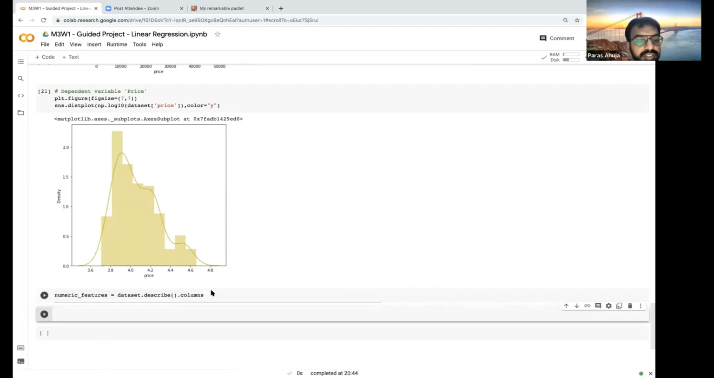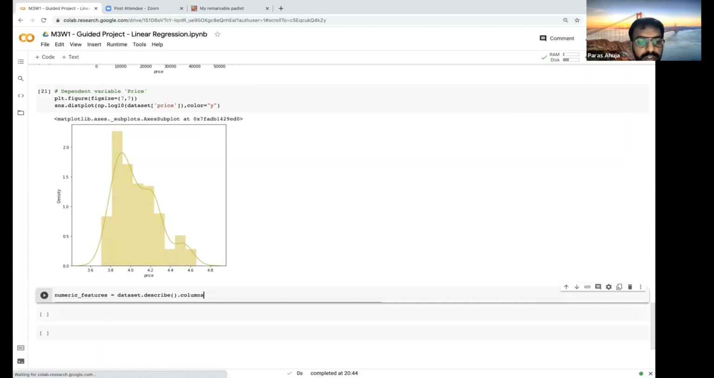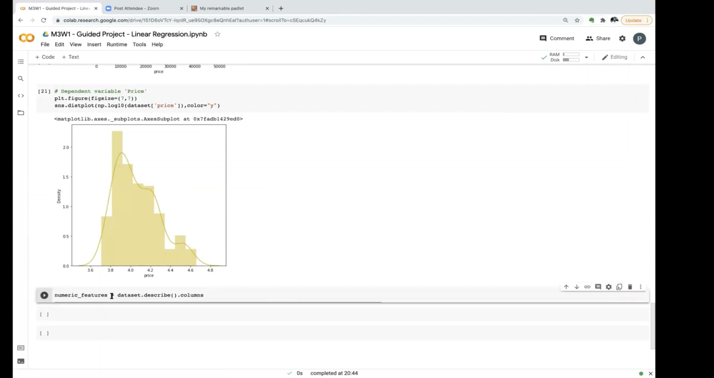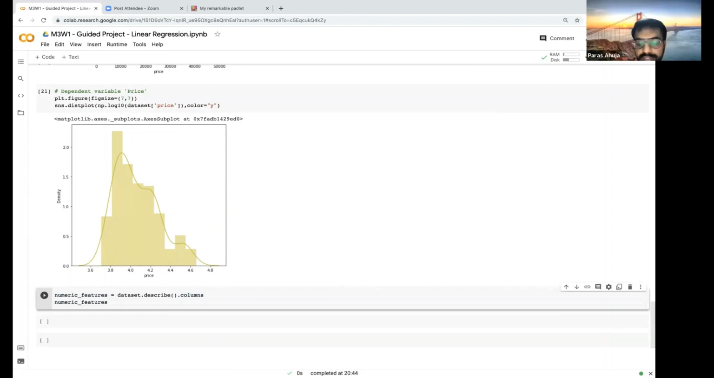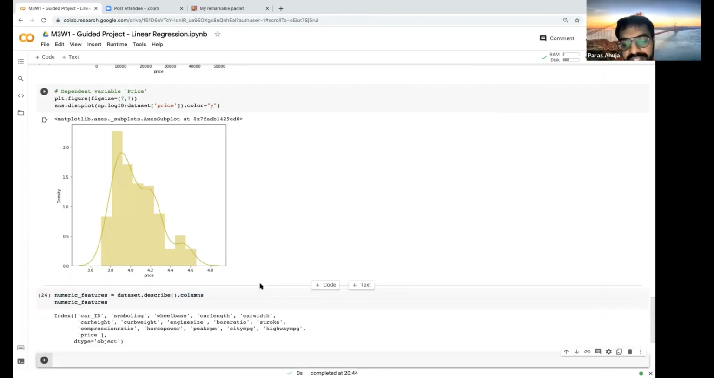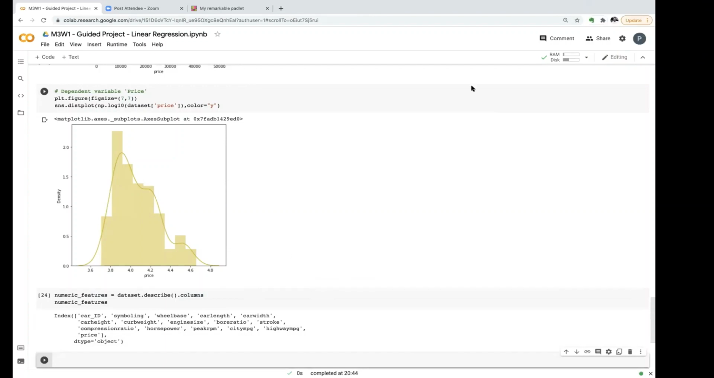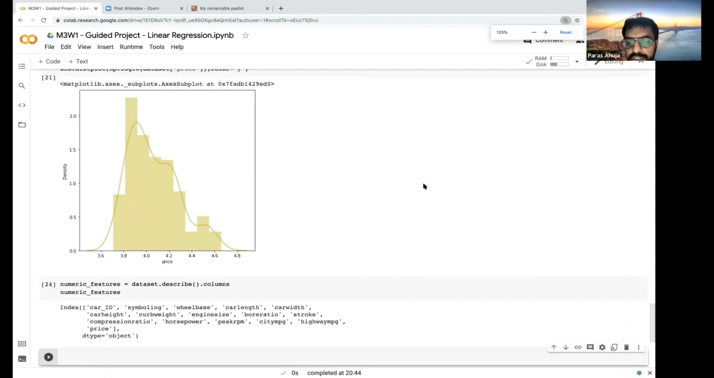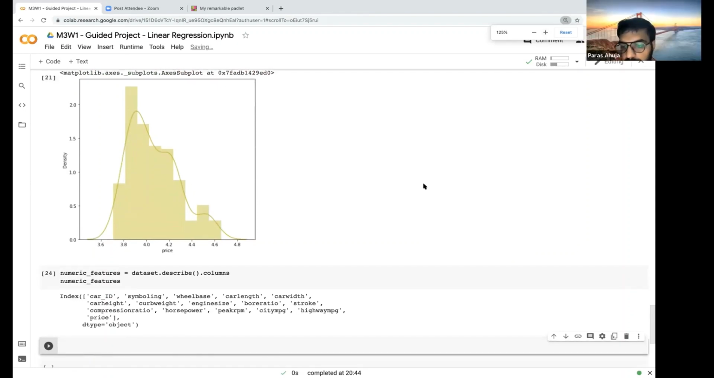So next, we'll take the numeric features and go through all these features one by one. First, we'll take one and try to understand it. Okay. Is it fine, Shubhal, now?